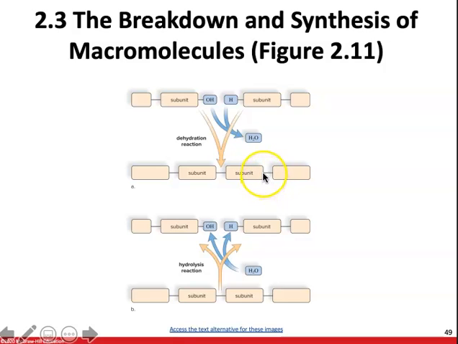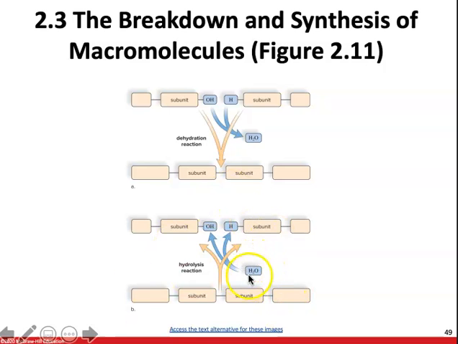The reason that we're calling these subunits and units is because this is the same process, whether we are talking about carbohydrate synthesis or protein or lipid synthesis. We're going to be using the same process of stringing these subunits together through dehydration reactions. Conversely, we're going to be breaking them apart with a hydrolysis reaction. And once again, it's going to look the same regardless of the biomolecule.